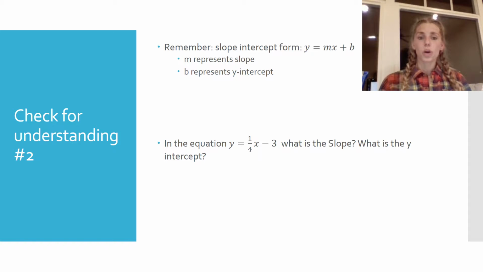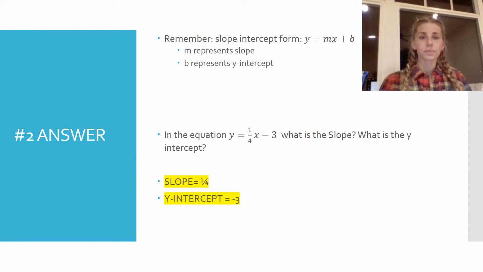All right, here's your next one. In the equation y equals 1/4 x minus 3, what is the slope? And what is the y-intercept? All right, the answer to this question, the slope is 1/4, and the y-intercept is -3.